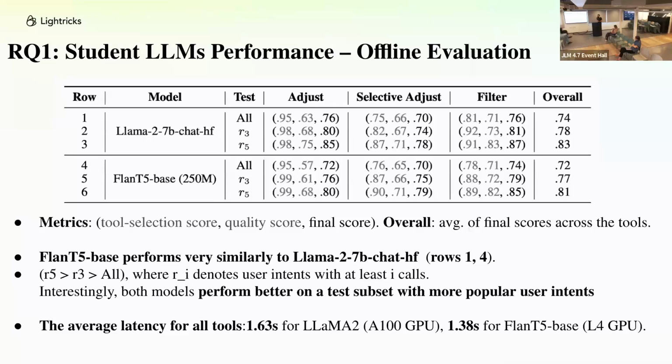Okay, and the latency data. For the overall latency of the tools, we have 1.63 seconds for Llama 2 on the A100 NVIDIA GPU, and 1.38 for Flan-T5 on the L4 GPU. And this latency is much lower than the teacher LLM, GPT 3.5, which has between 3 to 4 seconds, and GPT-4, which has 9 to 10 seconds. So you can see the improvement in latency.